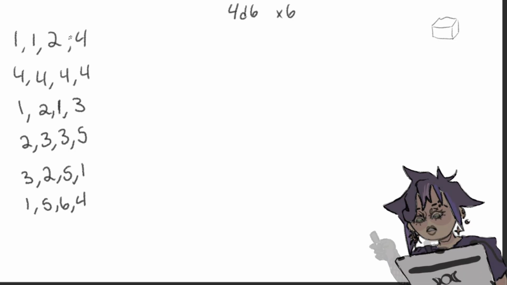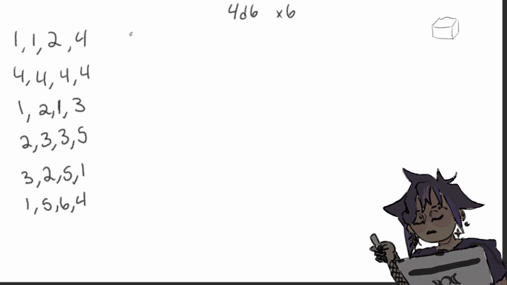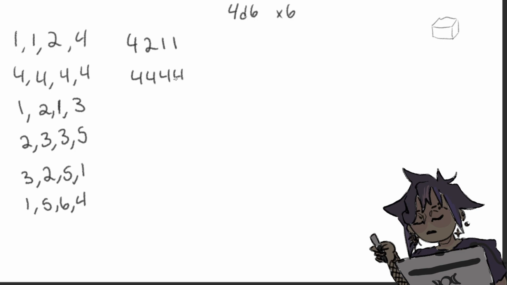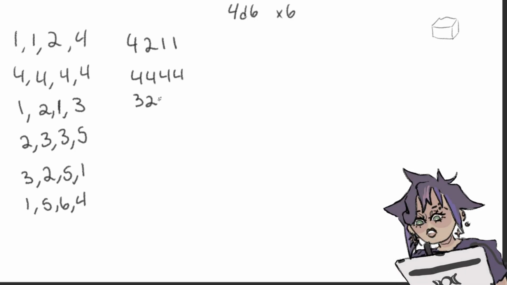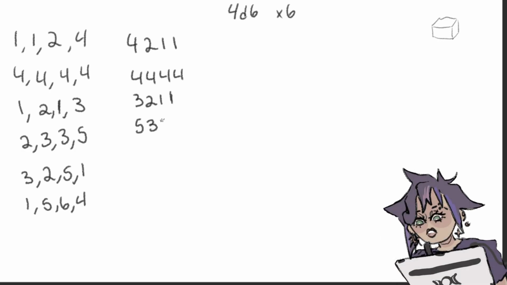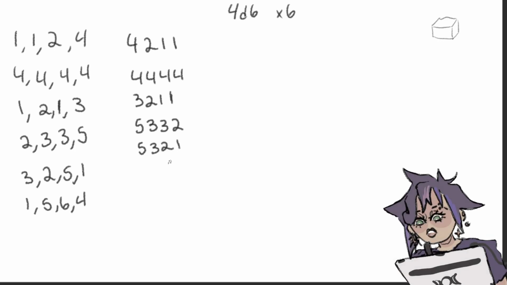Alright, so we have those out of the way, so I'm gonna just put my phone away. Now we're gonna do it by top to low. So 4, 2, 1, 1. These are all just 4s. 3, 2, 1, 1. 5, 3, 3, 2. 5, 3, 2, 1, 6, 5, 4, 1.